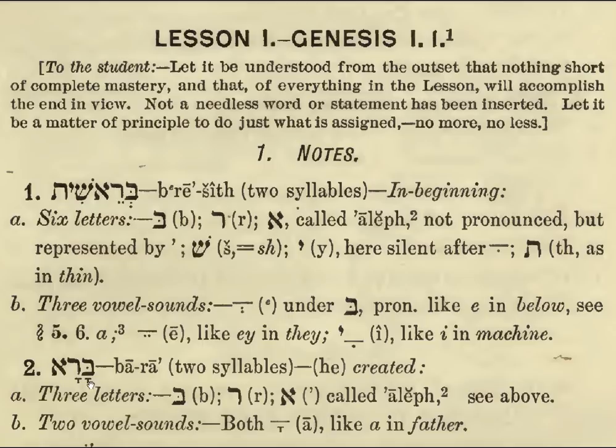Ba-ra, two long a sounds, two syllable word, ba-ra, he created. Three letters here, b, R, and the Aleph on the end, which is silent here. Bara. There are two vowel sounds, both like the A sound. Bara.